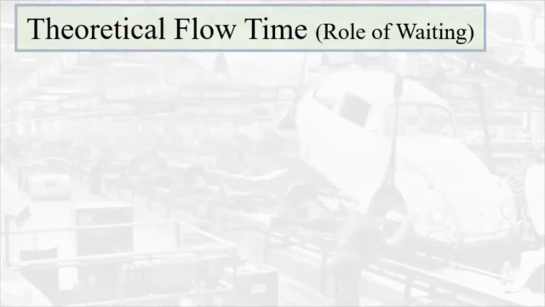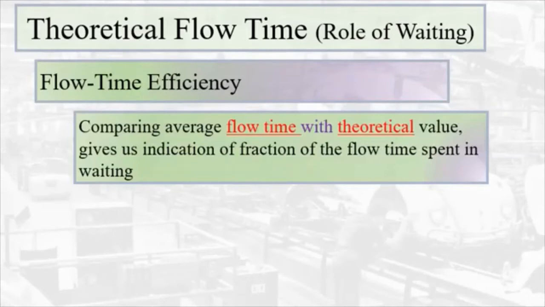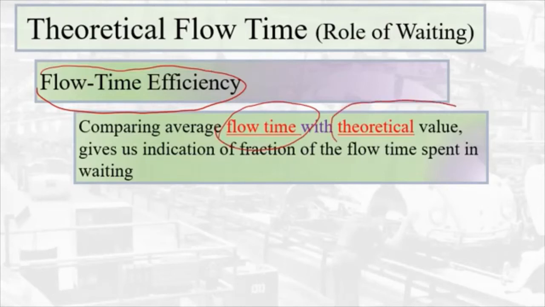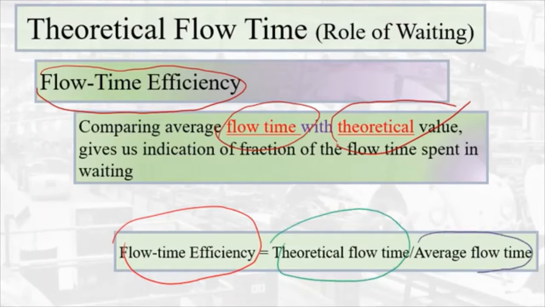Sometimes we're interested in knowing what proportion of the flow time is actually due to waiting. That brings us to the concept of flow time efficiency, which basically compares the flow time, which includes waiting, to the theoretical flow time, which does not include waiting. So flow time efficiency is basically this equation right here, where it relates the theoretical flow time to the average flow time. So this is a good equation to remember.